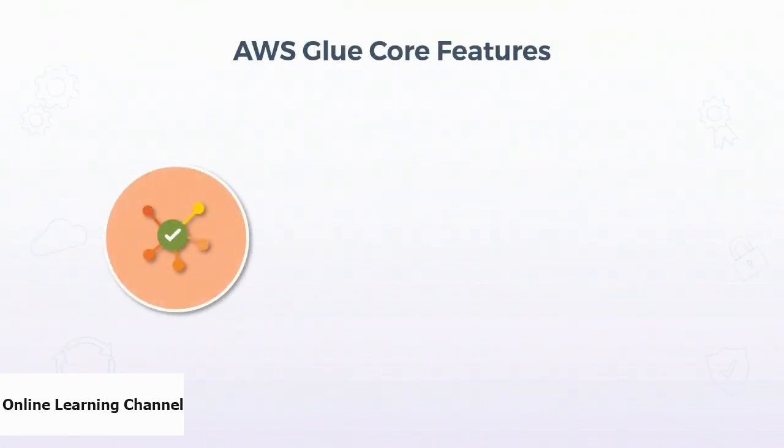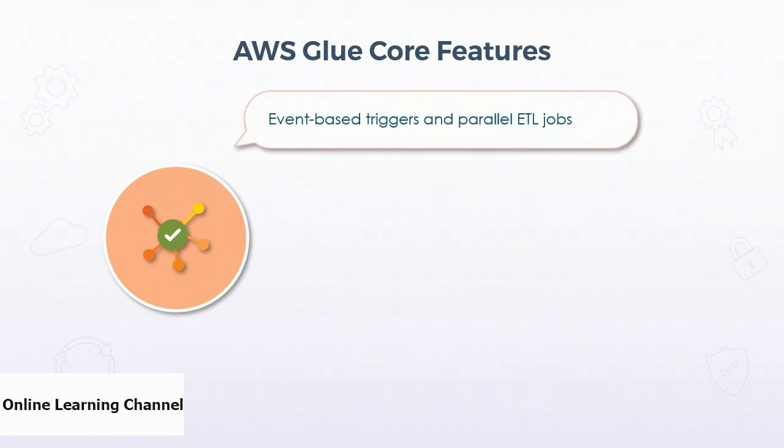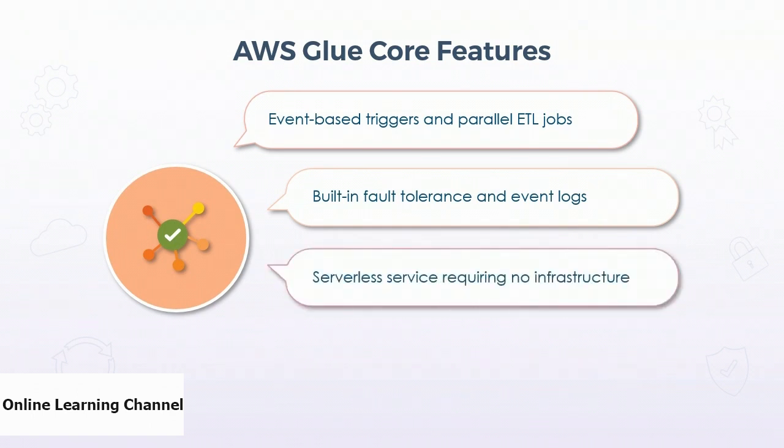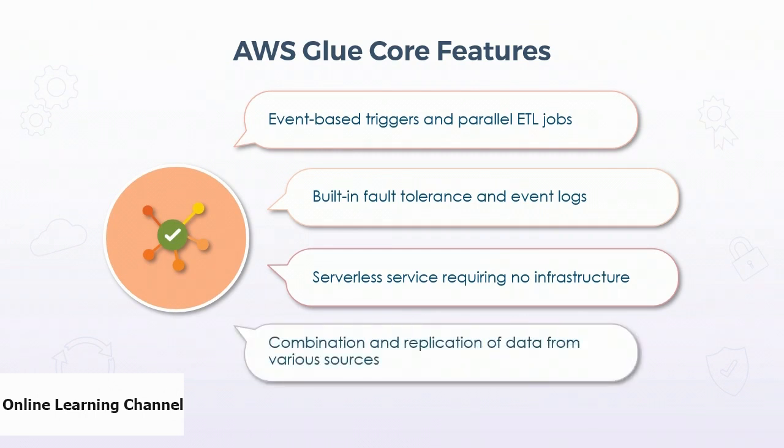Now let us discuss AWS Glue core features. One core feature of AWS Glue is that it can also be set by certain event-based triggers, and various ETL jobs can be started and run in parallel. AWS Glue also has fault tolerance built into it, and jobs that fail to run are retrievable, as well as event logs in Glue can be debugged. Lastly, it is a serverless service. Users do not need any infrastructure for running data integration tasks, and they only pay for resources that are being used while running Glue. Moreover, AWS Glue can be used to combine and replicate data from various sources, such as Amazon DynamoDB and Amazon Aurora, using SQL.